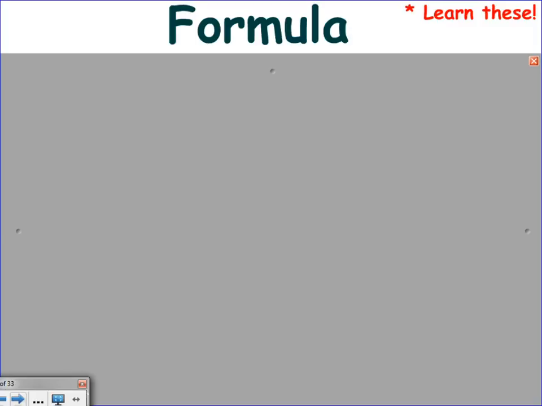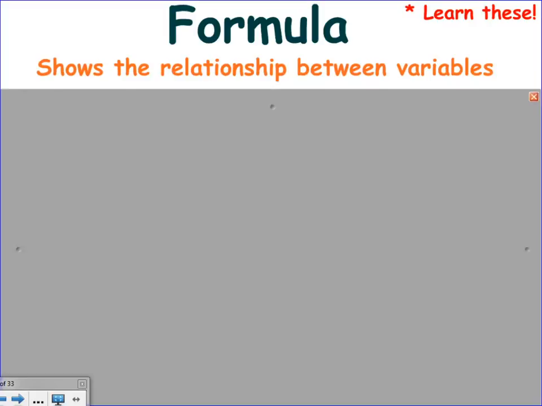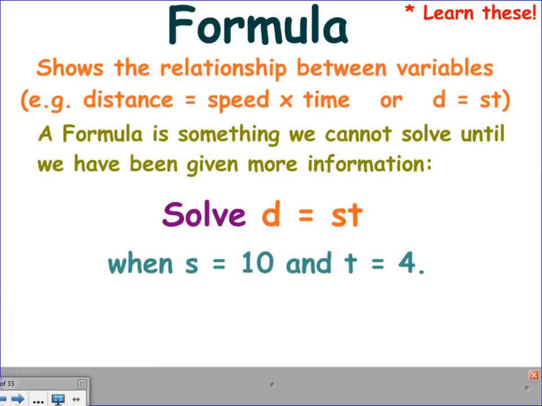E equals mc squared. So a formula is very much like an equation, but it tends to have two or more variables that you can't even begin to solve until you are given more information. So a formula is something like distance equals speed times time. D equals st. Okay? I can't even begin to tell you how far you're going to travel until you tell me that you're travelling at 10 miles an hour and you do that for 4 hours. So a formula generally has more than one variable that you can't even begin to solve until you're given more information.